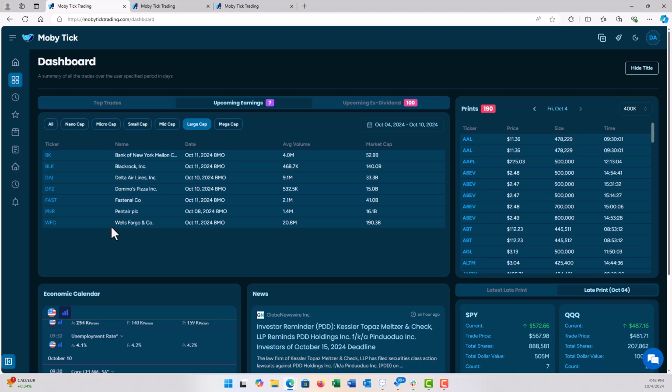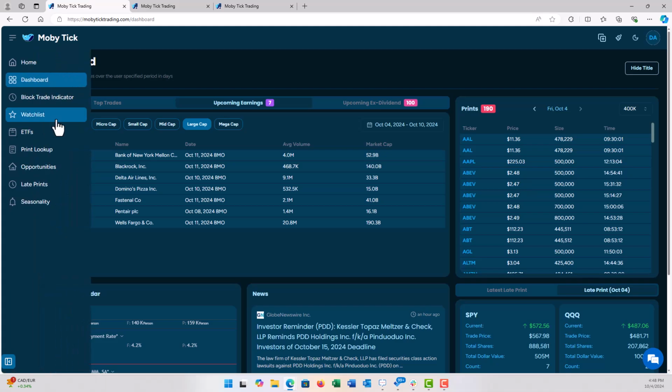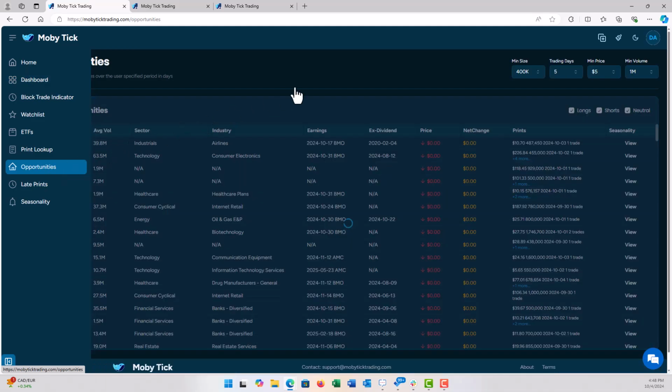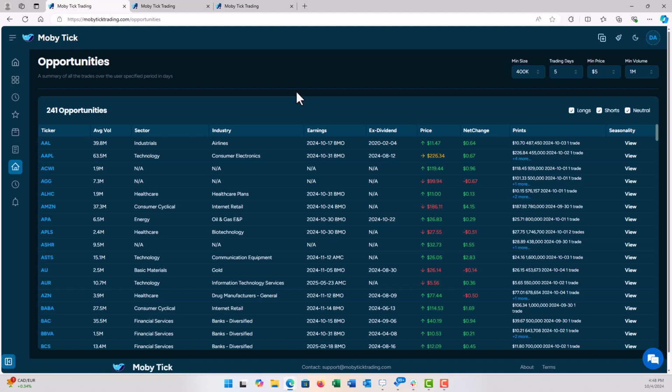So the dashboard is quite good. And now we have our block trade indicator. So we see the trades coming in. We see a general overview of the market for the day. So if we were looking for other things to trade, what we can do is we can go look at the opportunities. So the opportunities here, it actually gives you an overview of the entire market and where we are if we're above or below prints.